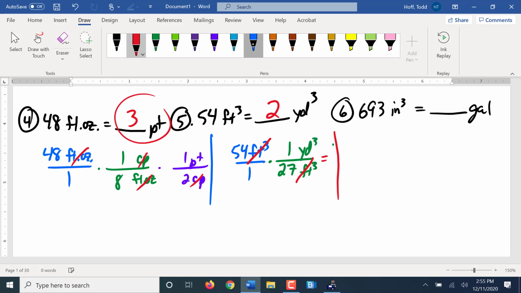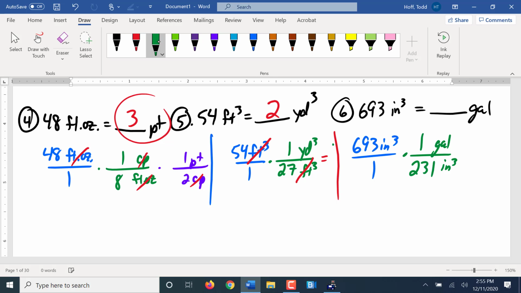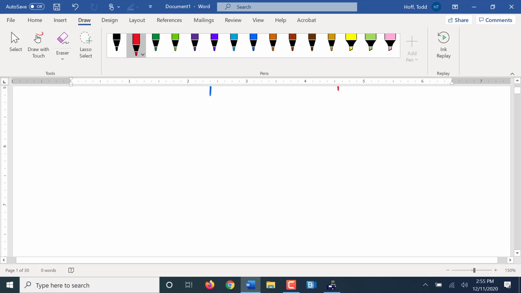And then finally, 693 cubic inches going into gallons. Anybody remember the relationship between cubic inches and gallons? 231 cubic inches in a gallon. So that is 3 gallons. You got it.